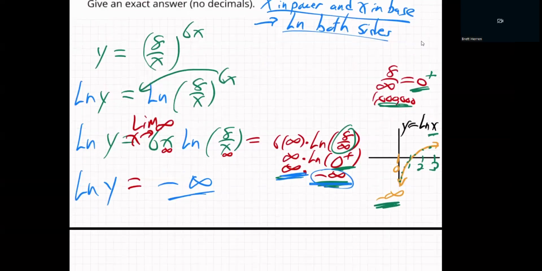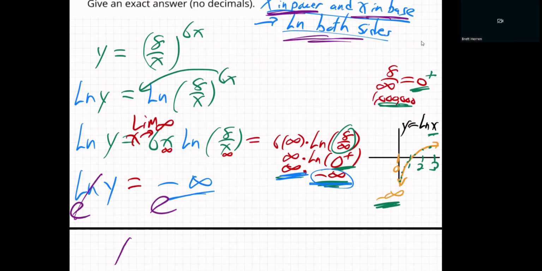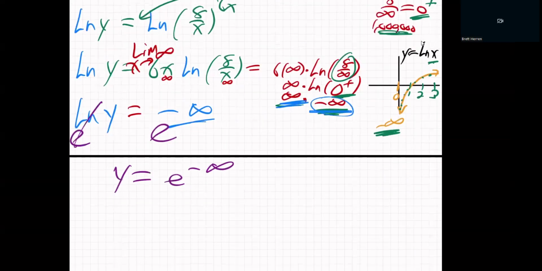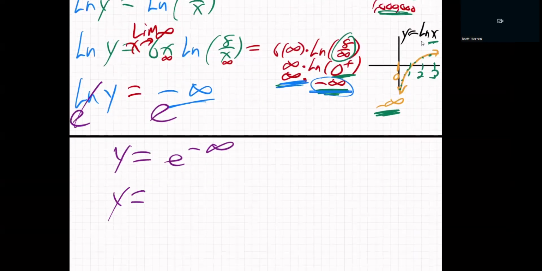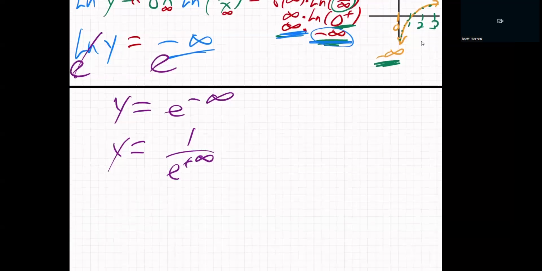Now, how do we get rid of that ln? Whenever we have x's in the power and the base, we're always going to ln both sides, and in the last step, to get rid of that ln and go back to the regular y, we e both sides. So it's e to the negative infinity. Now, hold on. What is that, though? Well, that's 1 over e to the infinity. Remember, negative powers jump to the bottom. They don't mean negatives in the front. They mean in the denominator.